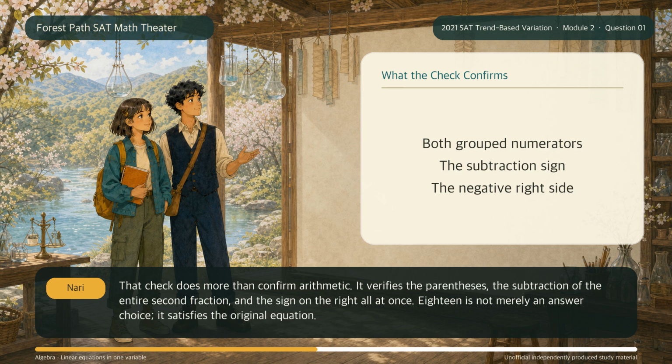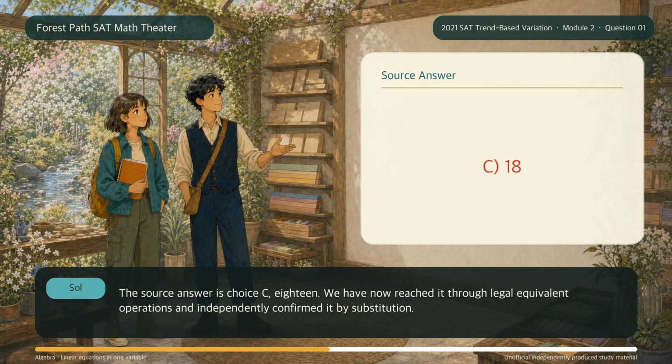That check does more than confirm arithmetic. It verifies the parentheses, the subtraction of the entire second fraction, and the sign on the right all at once. 18 is not merely an answer choice. It satisfies the original equation. The source answer is choice C, 18. We have now reached it through legal equivalent operations and independently confirmed it by substitution.